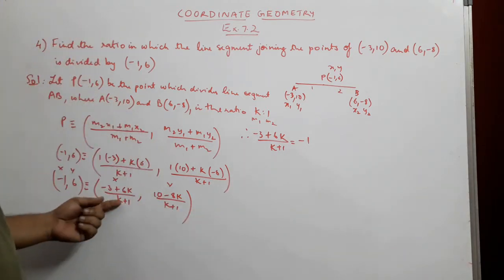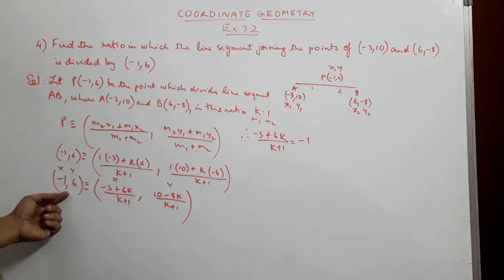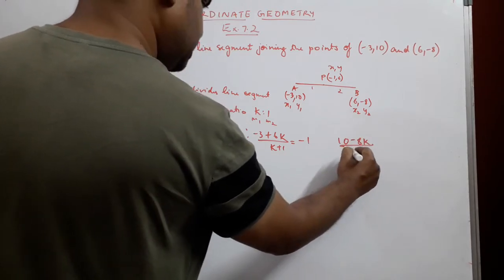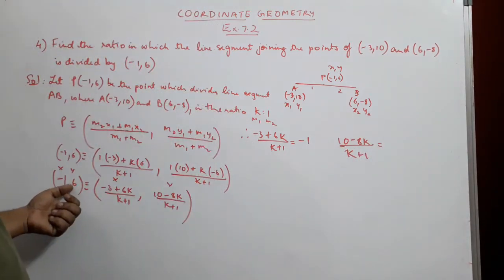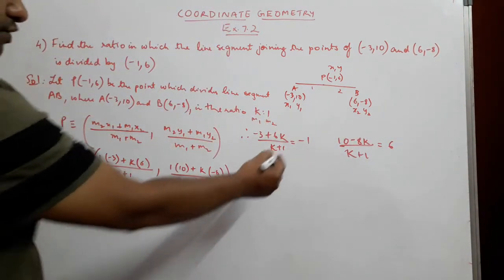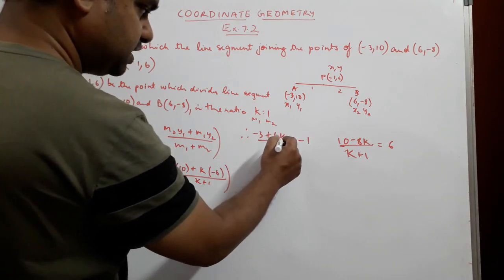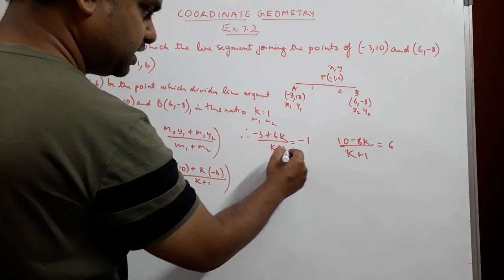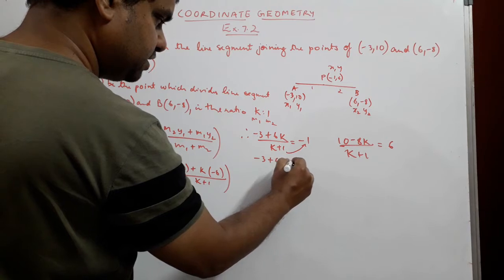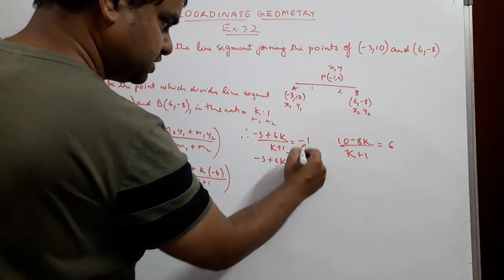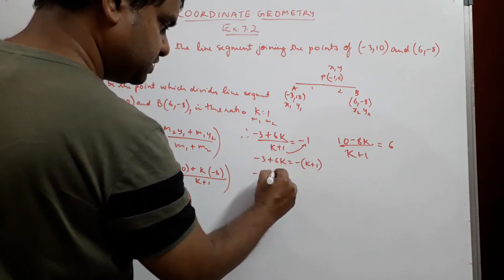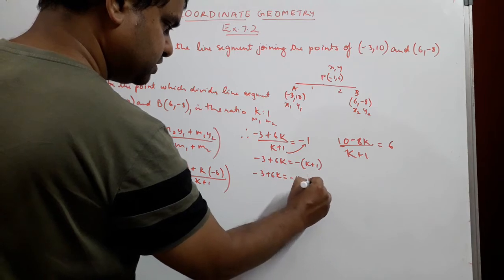We can either take the x coordinate or the y coordinate. If we take the y coordinate, then it will be (10 minus 8k) upon (k plus 1) equal to the y coordinate here, which is 6. Either one you solve should give you the value of k. We'll solve this one. So -3 plus 6k upon k plus 1 equal to -1. I'll multiply k plus 1 with this, to get -3 plus 6k equal to -(k plus 1). I'll put the minus sign inside and get -3 plus 6k equal to -k minus 1.